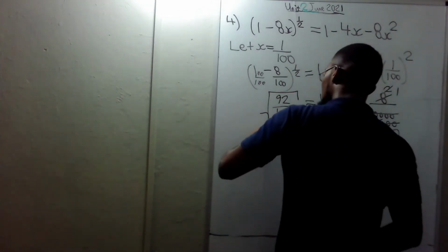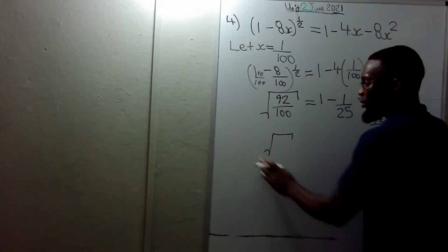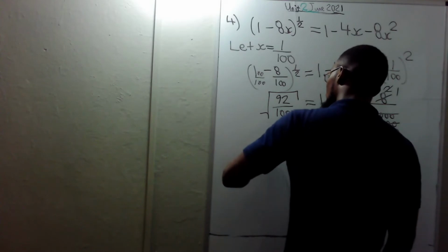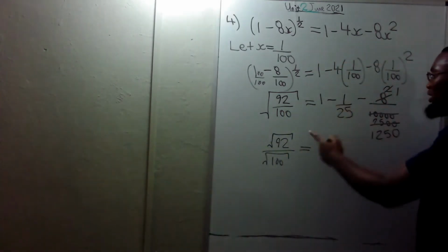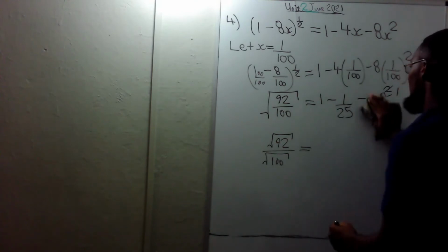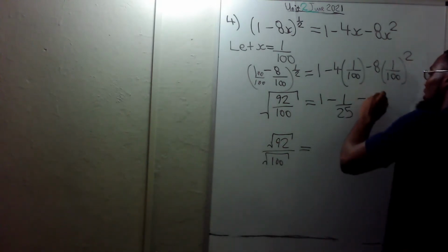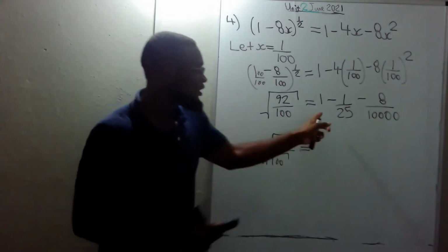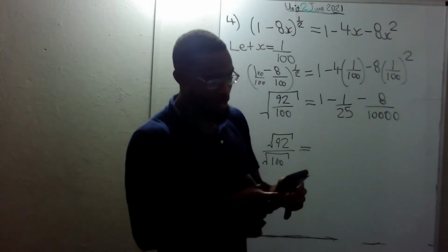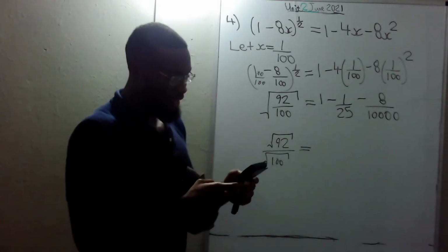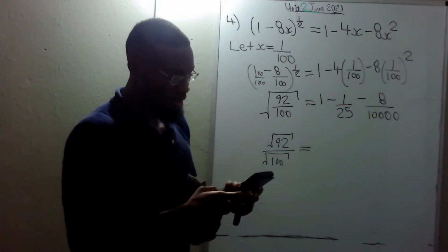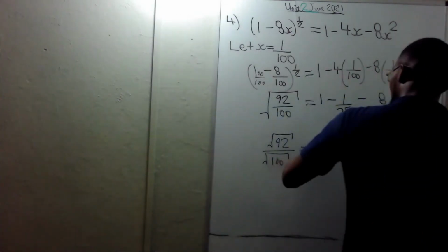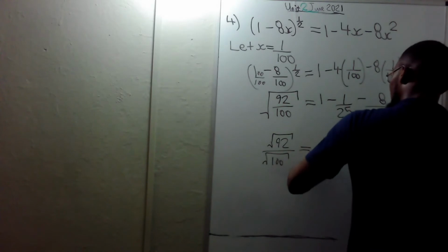So the square root of 92 over 100 we can rewrite as the square root of 92 over the square root of 100, equal to this part. Put it in the calculator; you don't even need to break it down any further. Just put all of this in the calculator: 1 minus 1 over 25 minus 8 over 10,000. And we get 1199 over 1250.